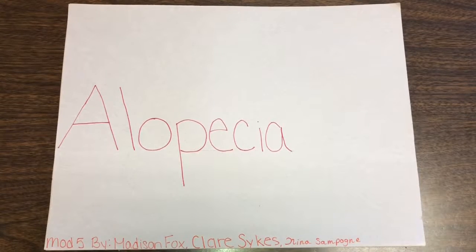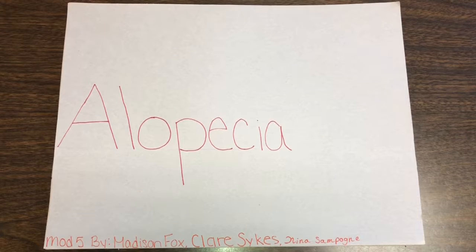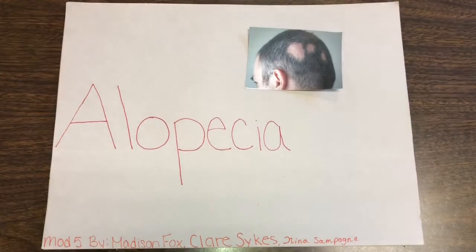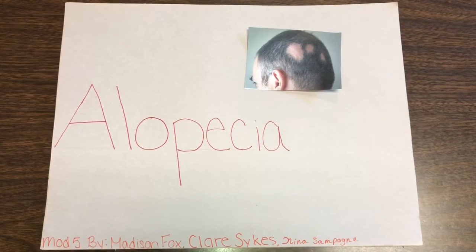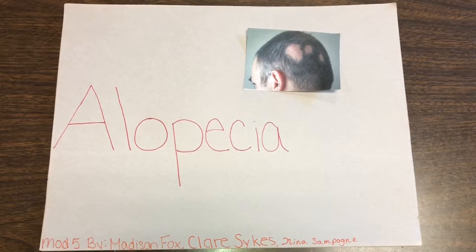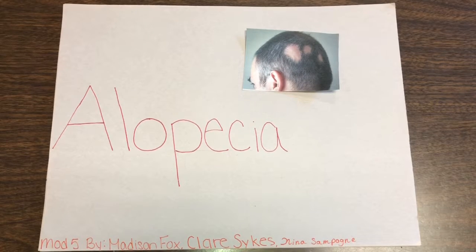Today, we are going to talk about cell communication and how disease affects cell communication. Specifically, we will be focusing on the disease alopecia. Alopecia is a peculiar form of hair loss that usually affects the scalp but can occur on any hair-bearing skin. The disease is an autoimmune disorder in which hair follicles are damaged by a misguided immune system.